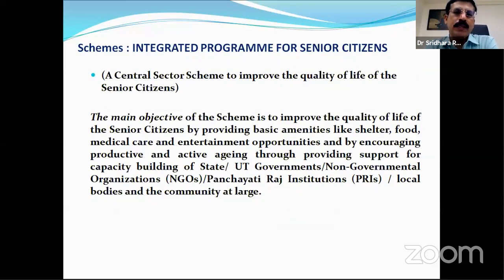Now we'll go to the schemes. Our main scheme is the Integrated Programme for Senior Citizens. This is a centrally sponsored scheme, and we mainly focus on the quality of life of senior citizens. Our main objective is to improve their quality of life, by providing basic amenities like shelter, food, Medicare, and entertainment, covering all the states and union territories.